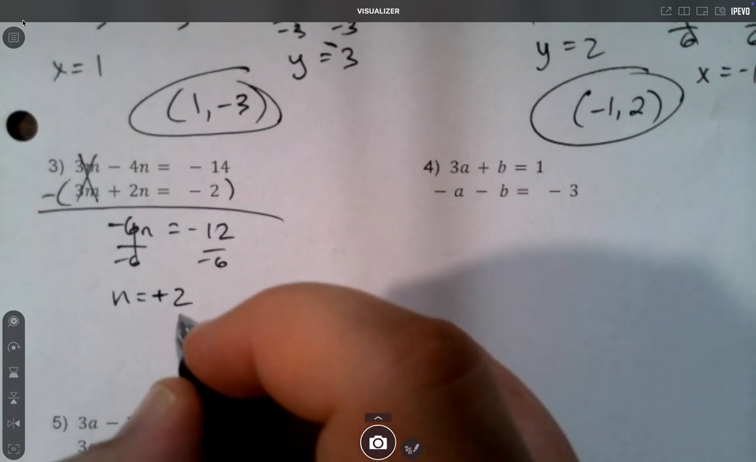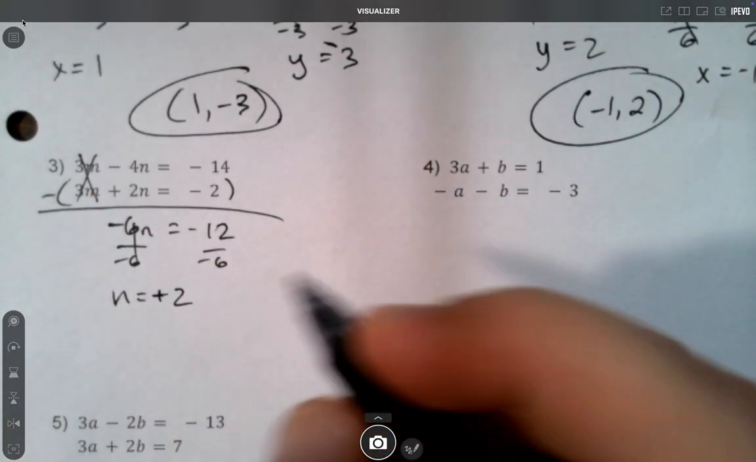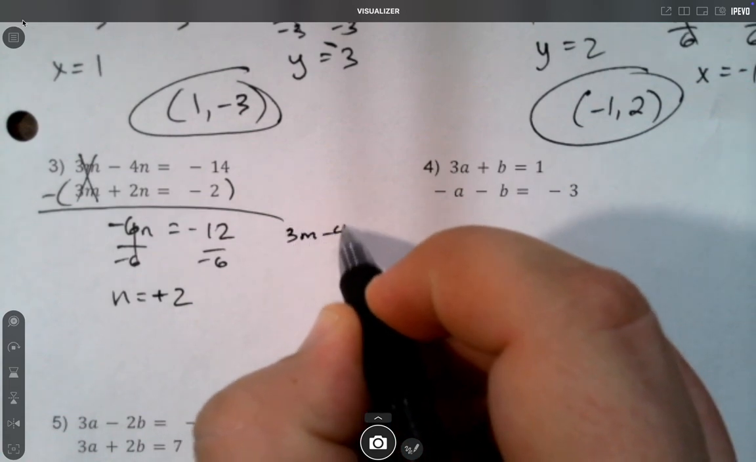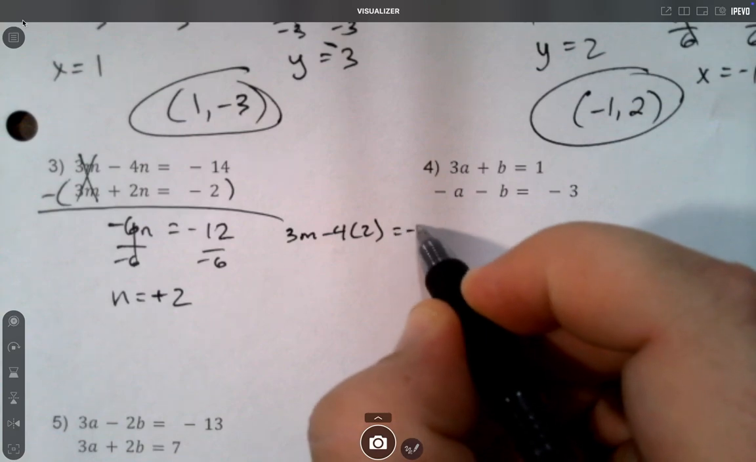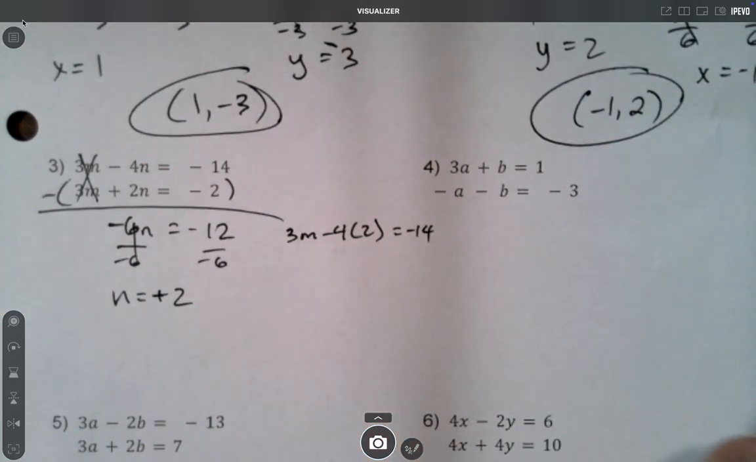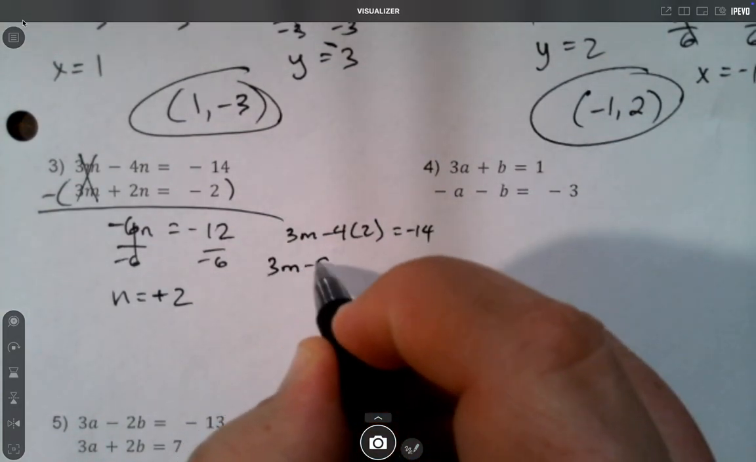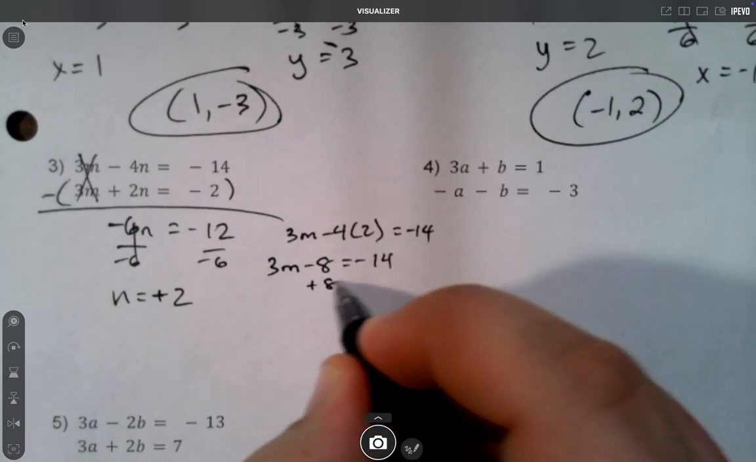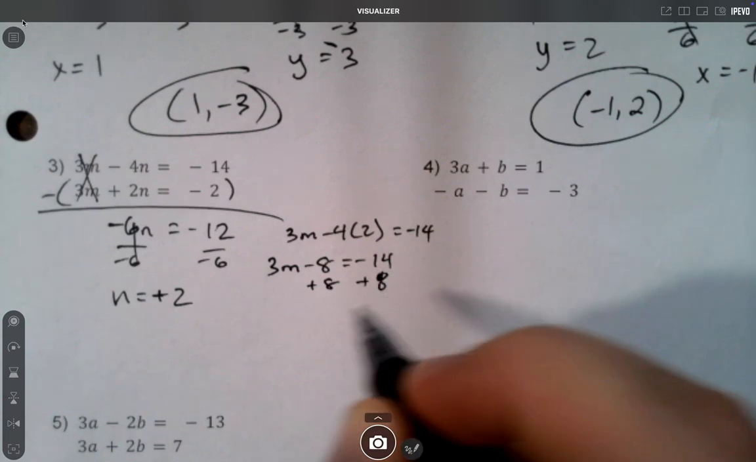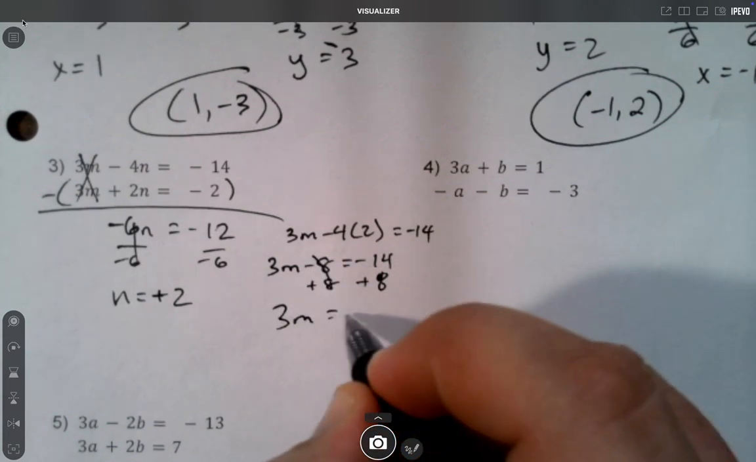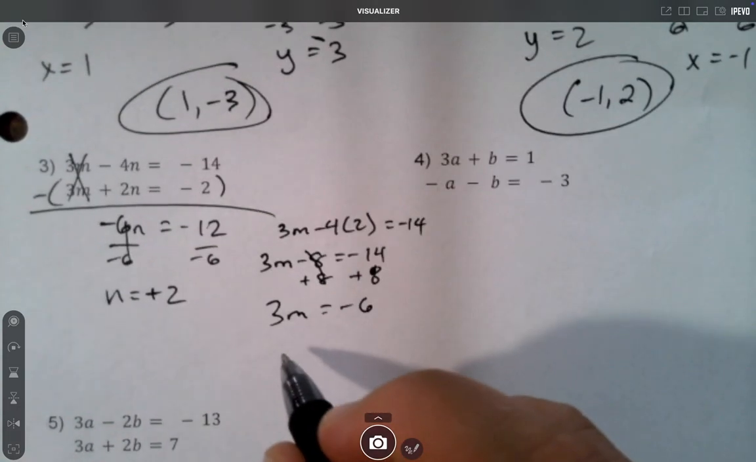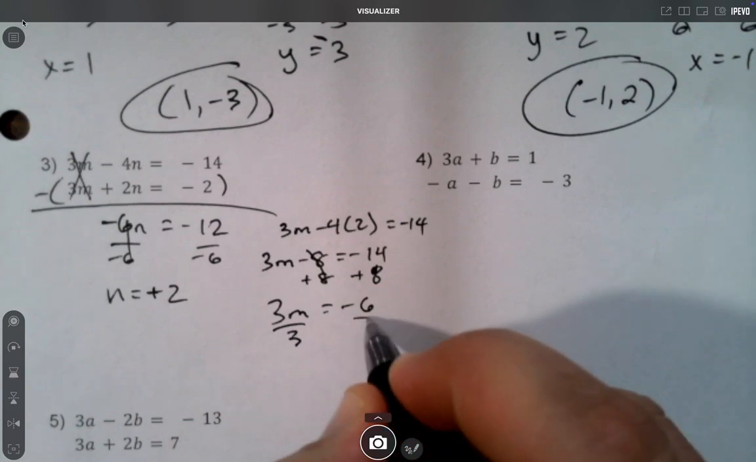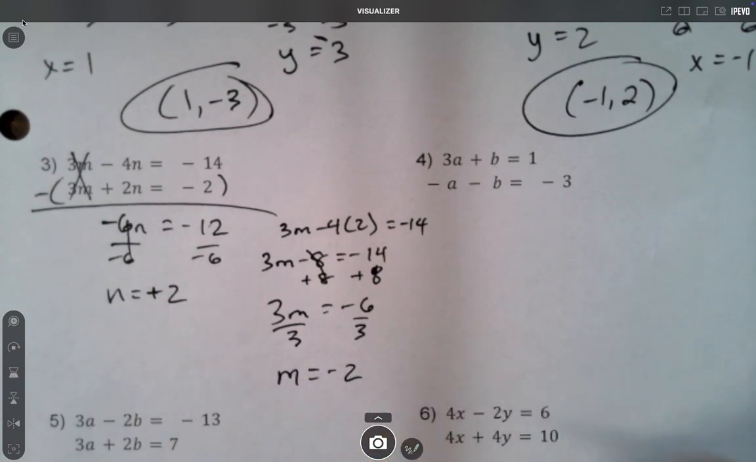So now we can plug the 2 in for n in either one of these, doesn't matter which one, to solve for the other variable. So 3m minus 4 times 2 equals negative 14. That gives us 3m minus 8 equals negative 14. We add 8 to both sides. We get 3m equals negative 6. Then we divide both sides by 3 and get m equals negative 2.